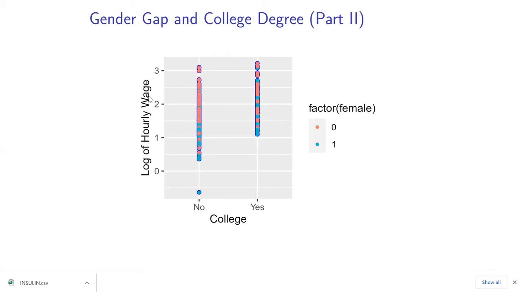This plot shows that in the group of workers without a college degree, the male workers, highlighted in pink, tend to have a higher log of hourly wage as compared to the female workers, highlighted in blue. In the group of workers with a college degree, the distribution of log of hourly wage is more evenly distributed between males and females. This suggests that the effect of gender gap in wages might change based on whether the workers have a college degree or not.